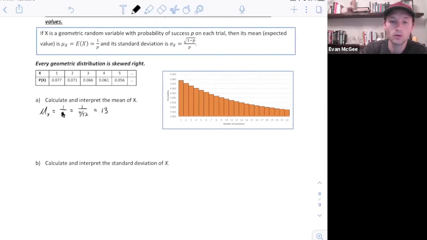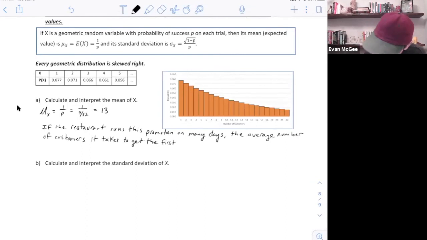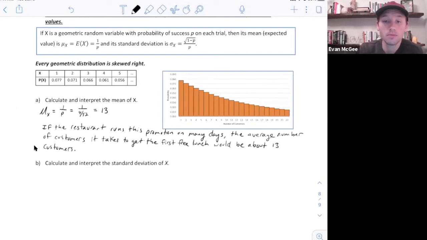The mean is 1 over p, 1 over 4 out of 52, which ends up being 13. So if the restaurant runs this lunch promotion on many days, the average number of customers it takes to get the first free order would be about 13 customers. Remember, the mean is always interpreted from a random variable as a long run. And so if they run this promotion many days, the average number of customers it takes to win the free lunch would be about 13 customers.